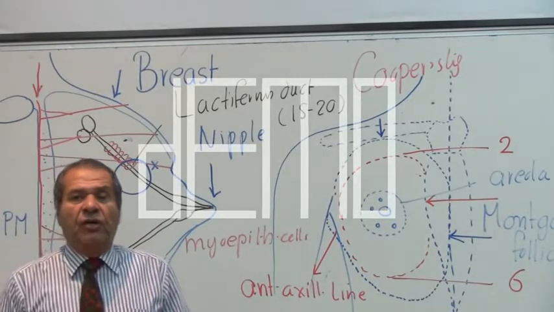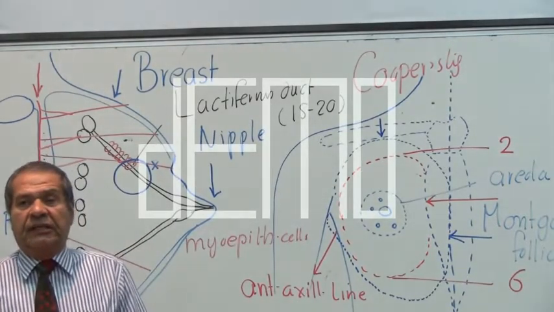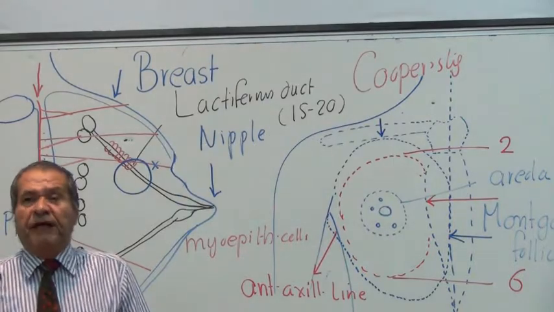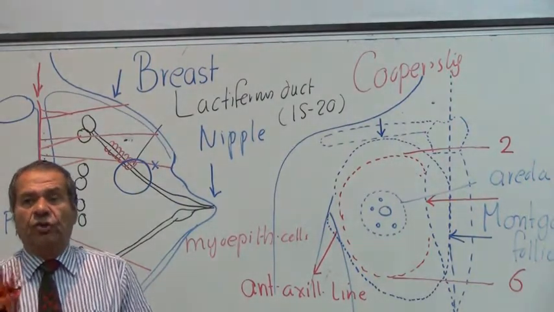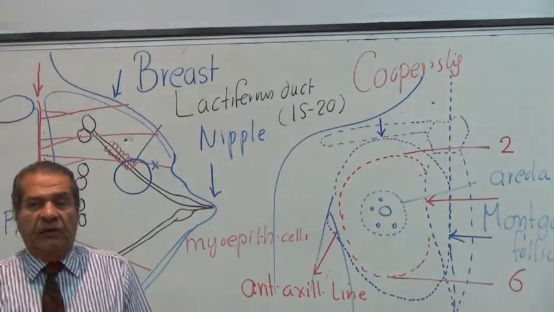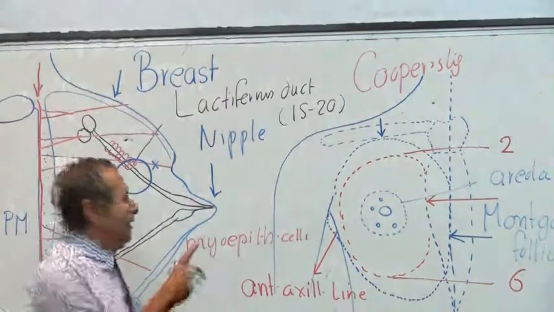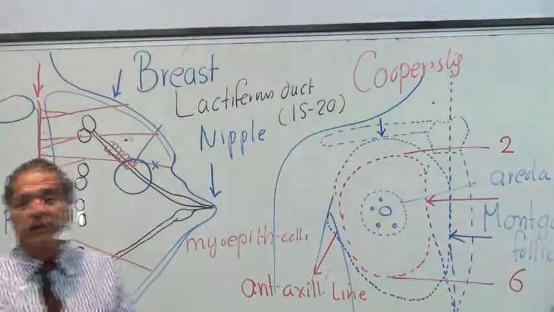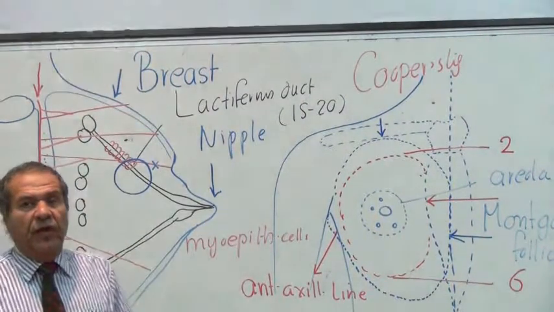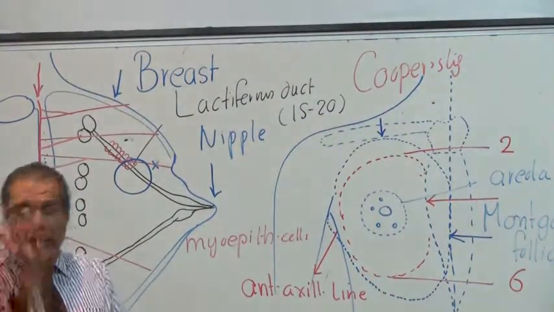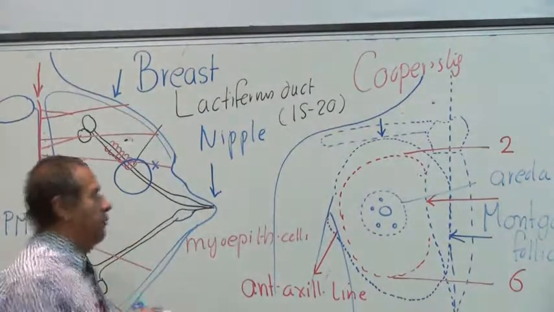Sebaceous glands will secrete secretions that lubricate the nipple for the child to suck milk. Secondly, the area becomes dark, indicating pregnancy. Montgomery follicles in the area also indicate pregnancy.